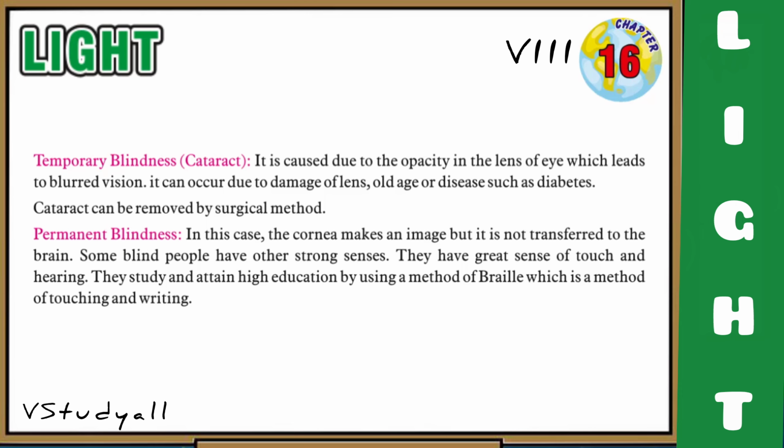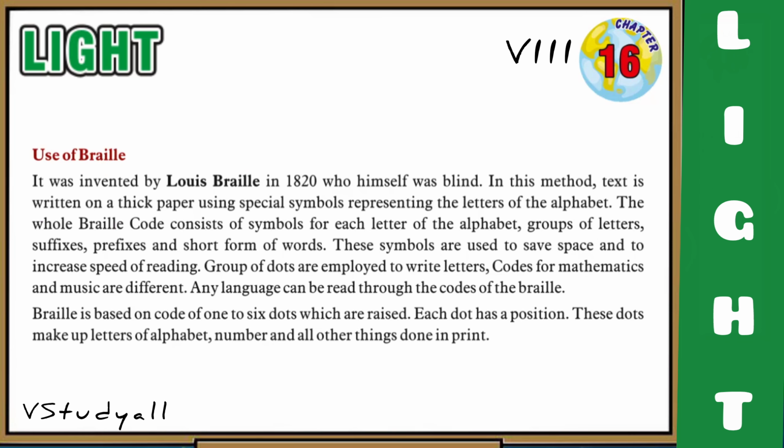In this case, the cornea makes an image but it is not transferred to the brain. Some blind people have other strong senses. They have a great sense of touch and hearing. They study and attain high education by using the method of Braille, which is a method of touching and writing. So now let's see the next topic, that is the use of Braille.